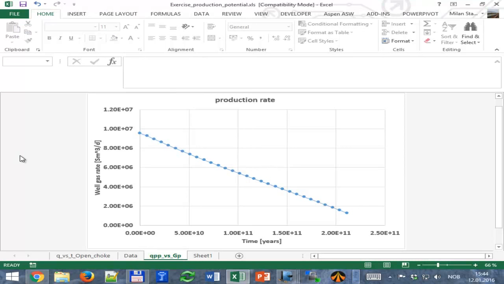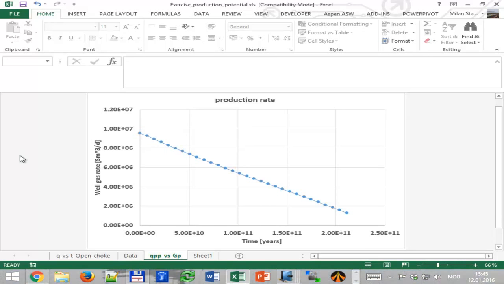So for how long will I be able to produce the rate that I said, 4 million? If you look at the plot, it tells me that up to this point, from all of this cumulative production, I will be able to produce rates equal or higher than 4 million, right? But after this point, after this cumulative production, after this reservoir pressure, I won't be able anymore. Is that clear? Yes. Yeah?